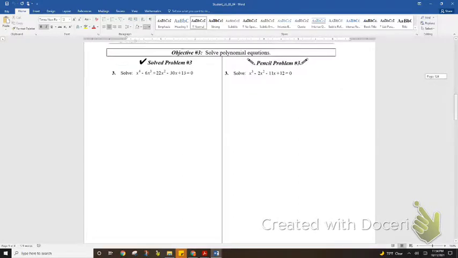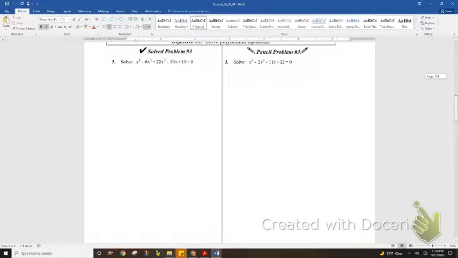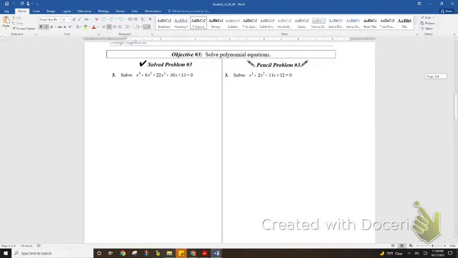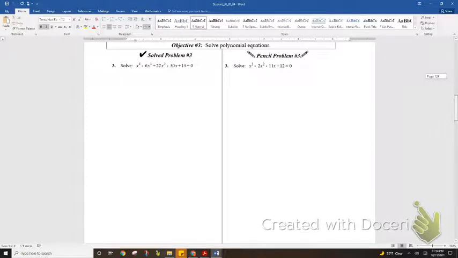Alright, now it wants us to solve the polynomial. It's the same thing, guys, okay? You could check to see if possibly you could factor them. But like on the first number 3 there, you have 5 terms. We haven't talked about how to factor 5 terms. So we can't do that. So we're just going to use our p's and q's to help us.